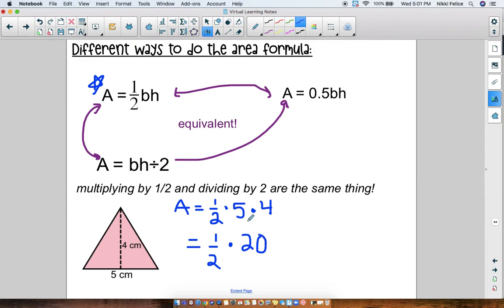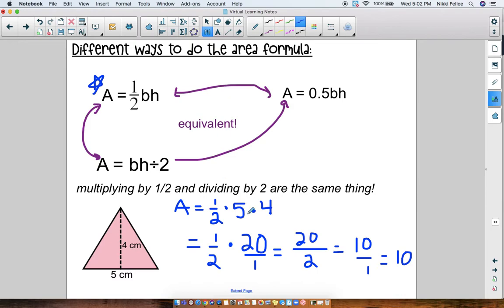Right? So 1/2 times 20, well, you know how to multiply fractions. You turn this whole number, you put it over 1. 1 times 20 is 20. 2 times 1 is 2. And we can simplify this. 20 over 2 is the same thing as 10 over 1, which is just 10. So the area of this triangle is 10 centimeters squared.